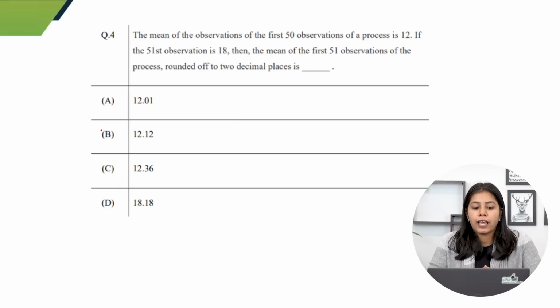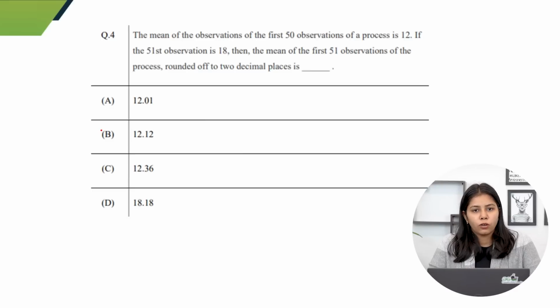Okay, next question we have here is: the mean of the first 50 observations of a process is 12. So we have been given the mean of the first 50 observations, and that is 12. If the 51st observation is 18, find the mean of the first 51 observations of the process, rounded off to two decimal places. What is this question saying? They have given me the mean of 50 observations, that is 12, and they have given me the 51st observation, that is 18. Now they ask me to find what would be the mean of 51 observations, right? So how do I do that?